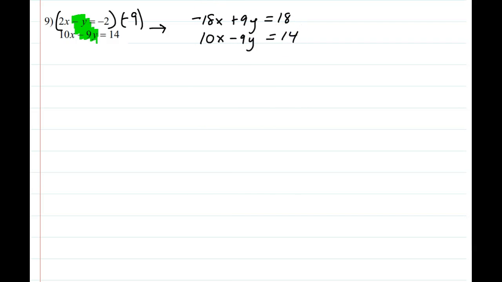And so you can see now that I have my opposites. So now I can add my equations. So I get negative 8x equals 32. Divide both sides by negative 8. And x equals negative 4.